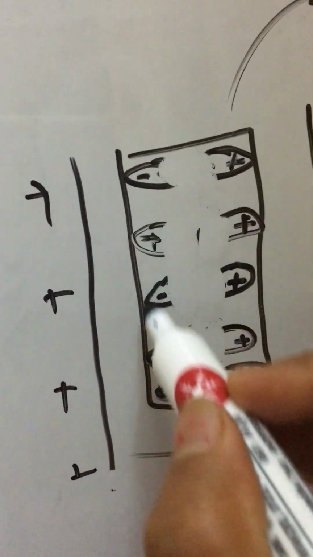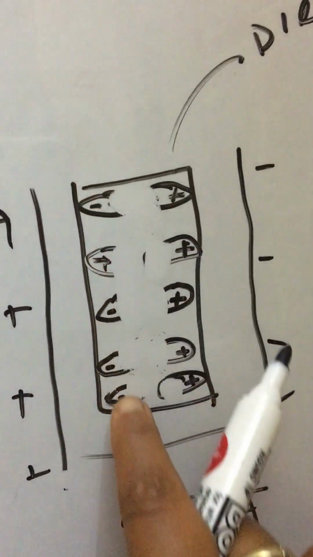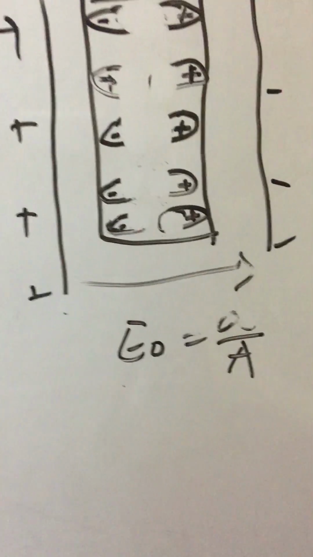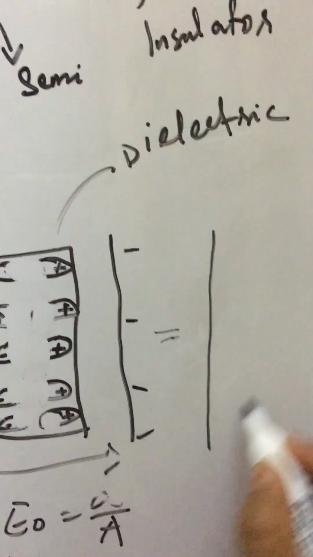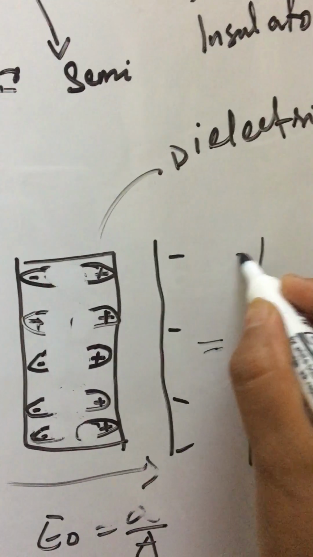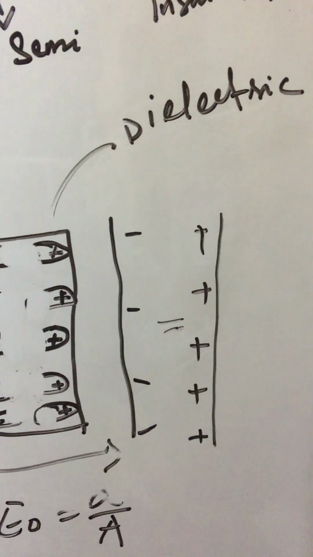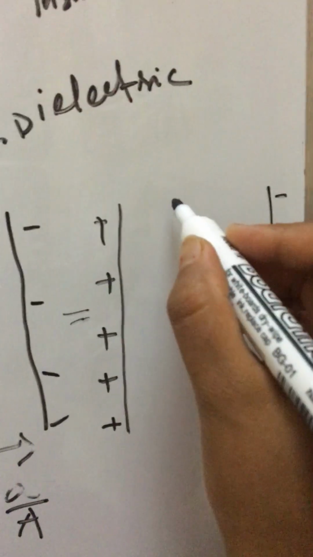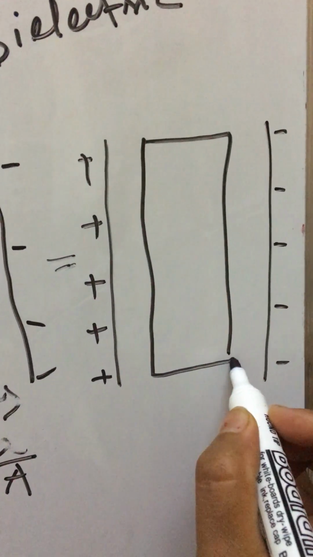But at the edges, what remains? Negative remains, positive remains. So finally, can I make this figure in a better way, in this form? This figure shows the parallel plates capacitor. Okay, these are the parallel plates capacitor. Okay, this is a dielectric, right? This is a dielectric.